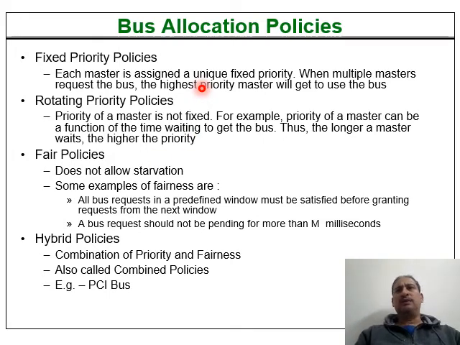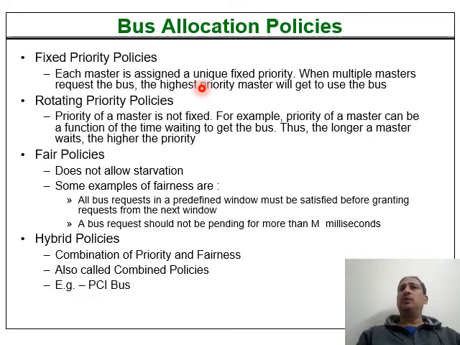What it says is, once a device has been given the control of the bus, its priority automatically becomes the lowest. Even if it was the highest priority device earlier, its priority automatically becomes the lowest as soon as it is given the control of the bus. So this is one way.